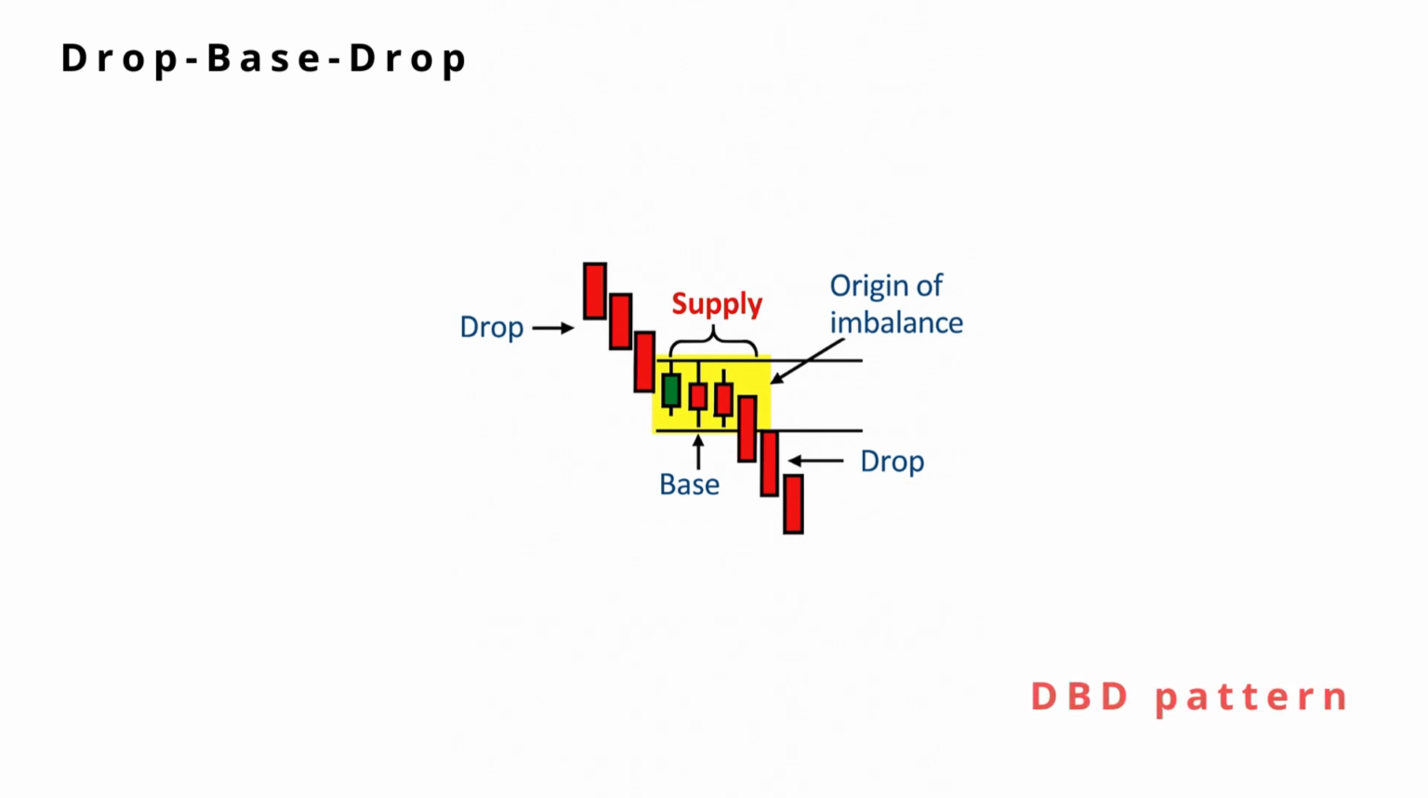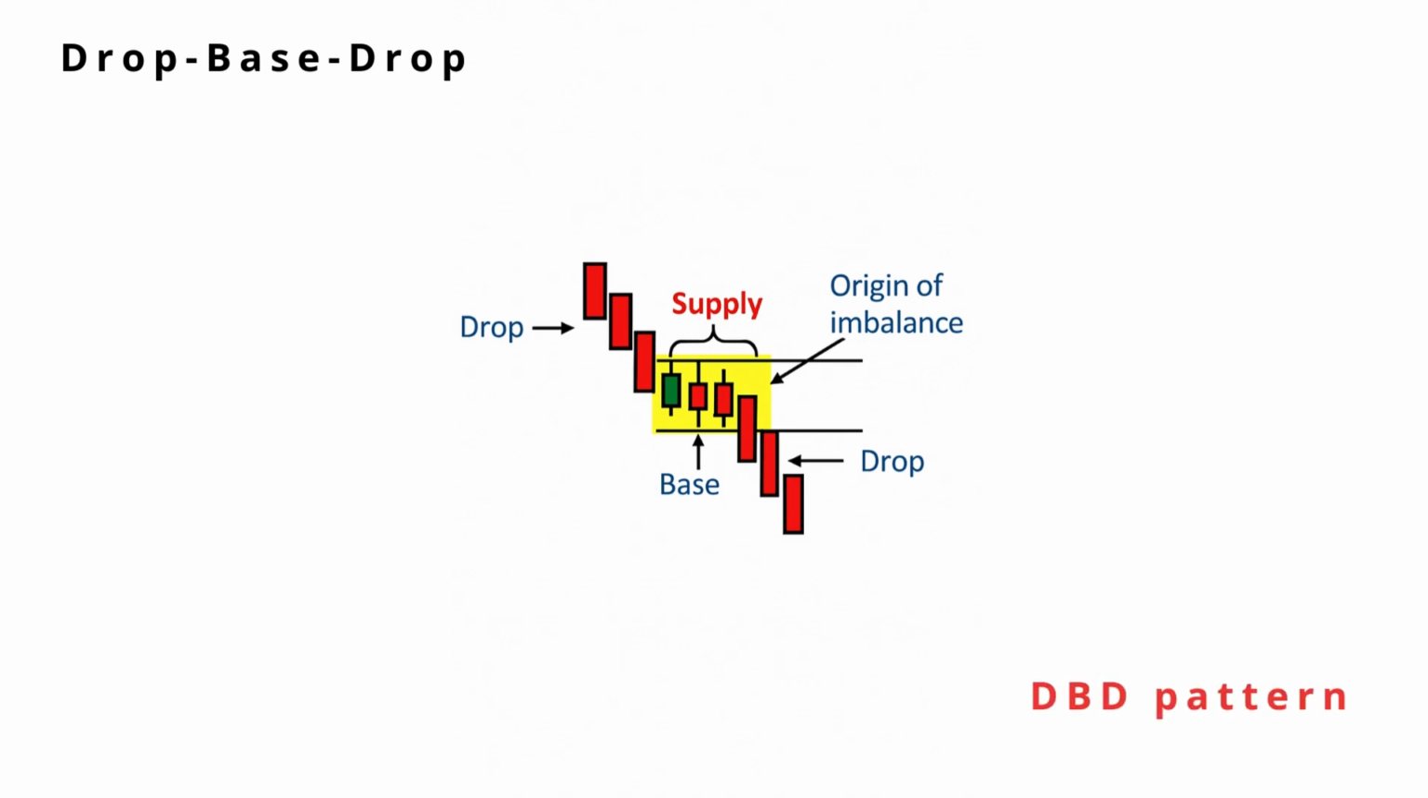3. Drop-base drop, DBD. Moving on, we have the drop-base drop, or DBD pattern. This is another continuation pattern, but this time, it indicates that a downtrend is likely to resume after a brief period of consolidation. Let's break down the DBD.